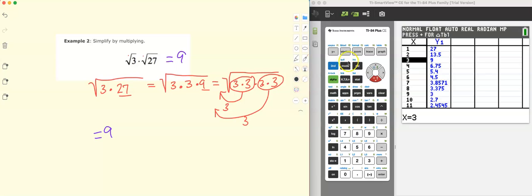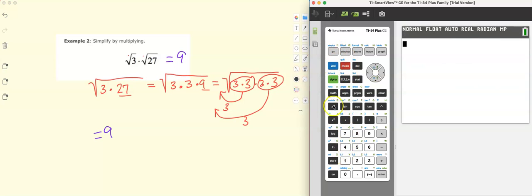Okay, and if you wanted to check this in a calculator, you could. So if you put in the square root of 3 times the square root of 27. Oh, I did that wrong. Okay, let me start over. The square root of 3, press that to tab over, times the square root of 27. You should just get 9 here, in which we got there.